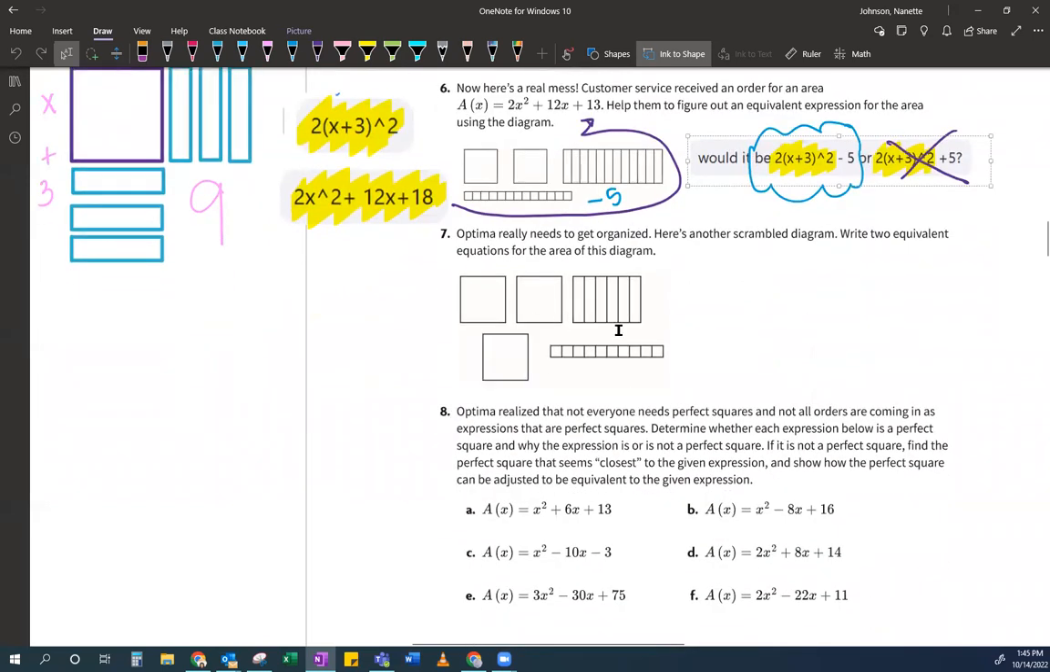Okay. So then I'm going to have you do this one. Here's another one.